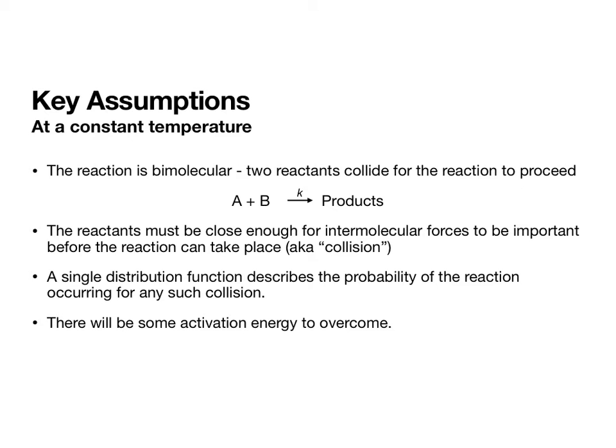We also assume that a single distribution function describes the probability of a reaction occurring for any such collision. This is really going back to that Boltzmann distribution. Basically we can say that A and B both fit a Boltzmann distribution of speeds, and with those distributions, we can predict the likelihood of a collision occurring. Now, also, there will be some activation energy that needs to be overcome with this collision. So A and B have to collide with the proper amount of energy.